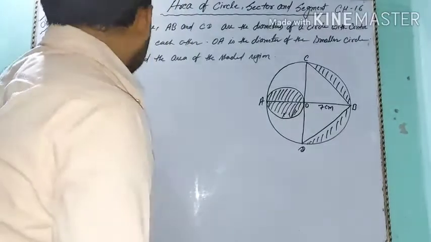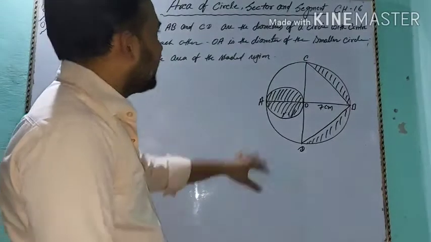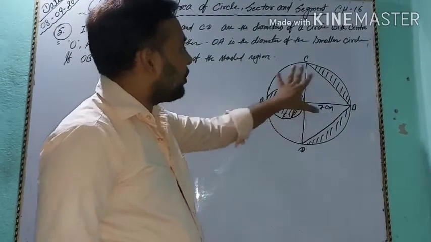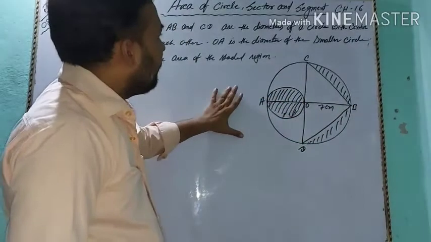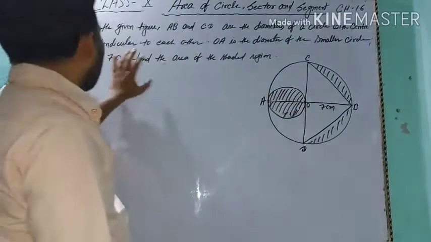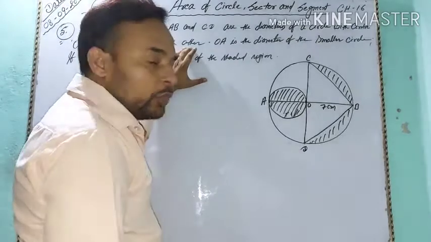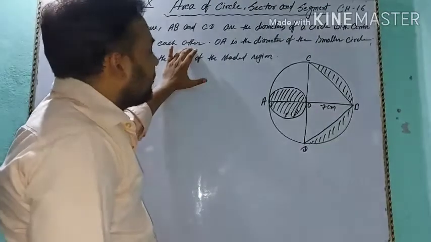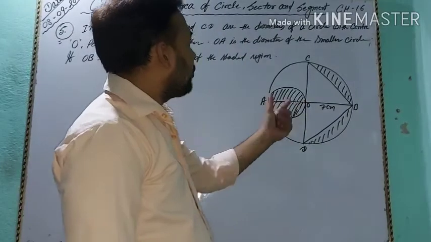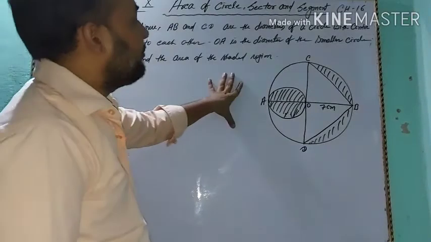Our next question is question number 5. In the given figure, AB and CD are diameters of a circle with center O, perpendicular to each other, which intersect at the point O. OA is the diameter of the smaller circle, and OB equals 7 centimeter. Find the area of the shaded region.